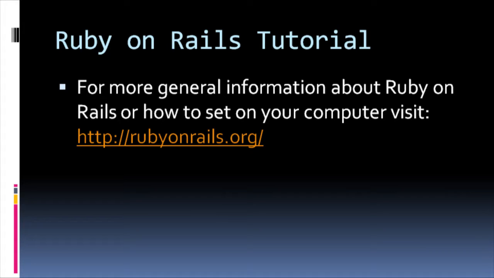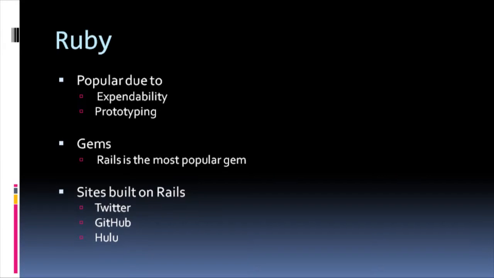And today we're going to show you how to create a simple website using Ruby on Rails. We assume that you already have your environment set up, but if not, you can go to rubyonrails.org for more information. Ruby is very popular because of its fast speed of prototyping and expandability using gems.